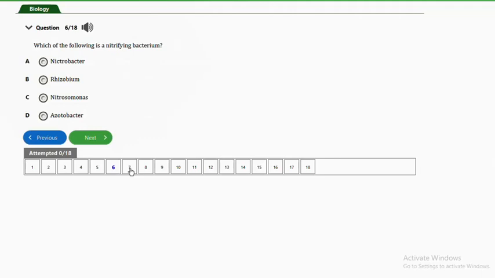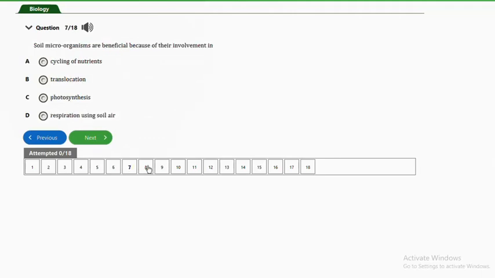Question number 6. The question says, which of the following is a nitrifying bacteria? A, Nitrobacter, B, Rhizobium, C, Nitrosomonas, and D, Azobacter. So guys, the correct answer to this question is option C, and that's the Nitrosomonas. The Nitrosomonas is the nitrifying bacteria that converts ammonia into nitrites. So let's take note of that.